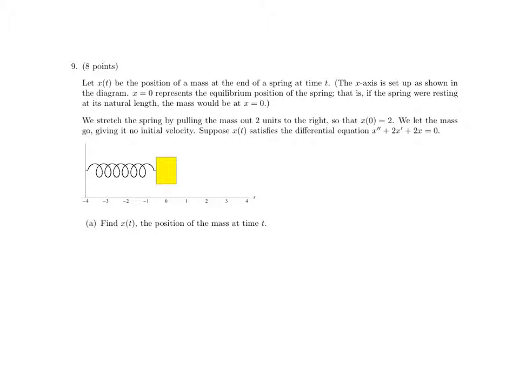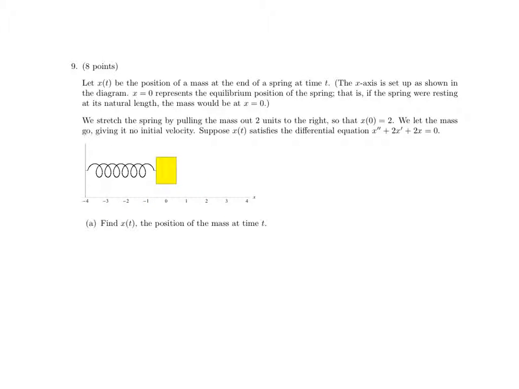Our next problem has a pretty typical setup. We're told that x of t is a function that gives the position of a mass at the end of a spring at time t, so we know that a second-order differential equation is coming our way. The x-axis is set up as shown in the diagram. x equals 0 represents the equilibrium position of the spring. That is, if the spring were resting, no one's touching it, it's at its natural length, the mass would be at 0. Note that negative values are to the left, positive values are to the right.